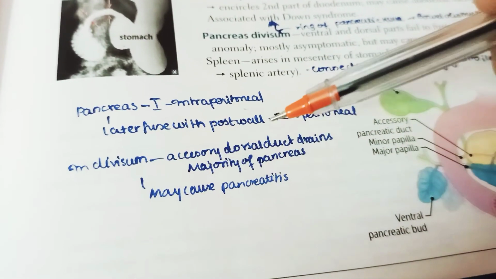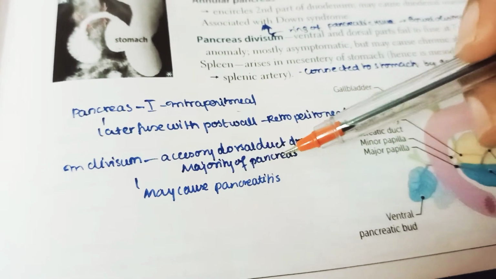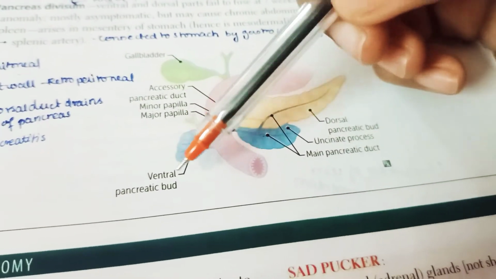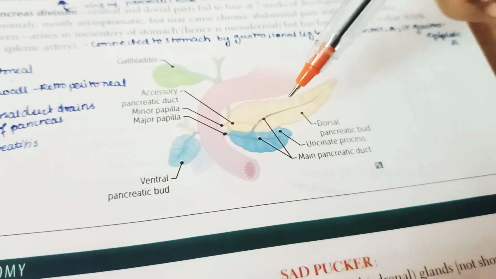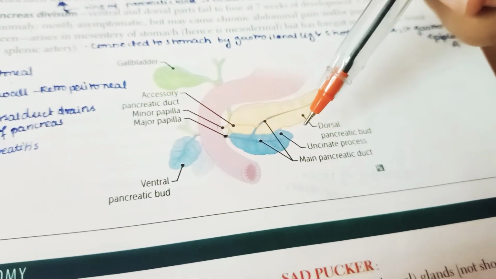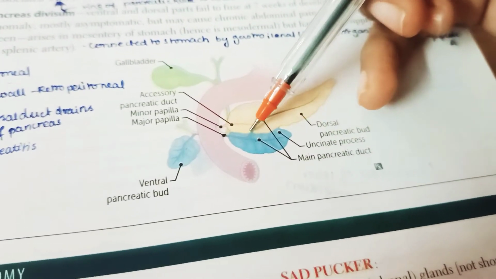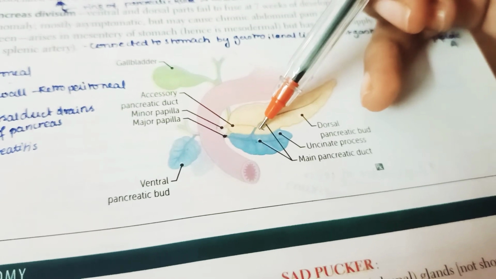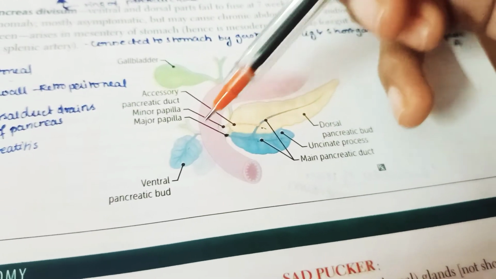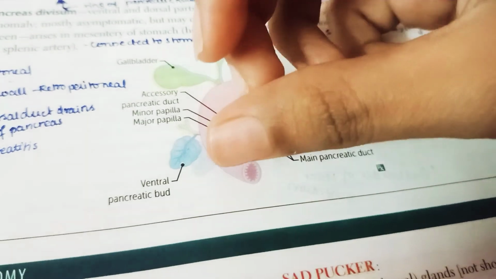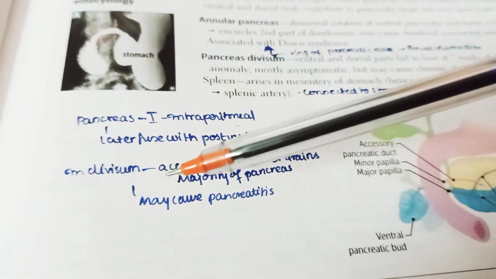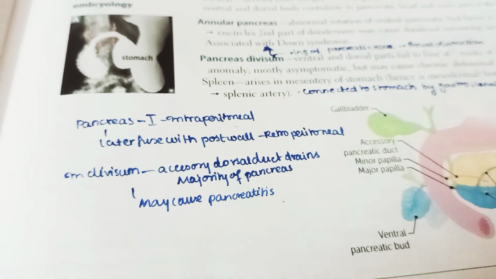In divisum, the accessory dorsal duct drains the majority of the pancreas. So in divisum, the ventral pancreatic duct will be here and the dorsal will be here. The accessory duct will drain most of the pancreatic juices if they are still in a divisum state, and this may also cause pancreatitis.